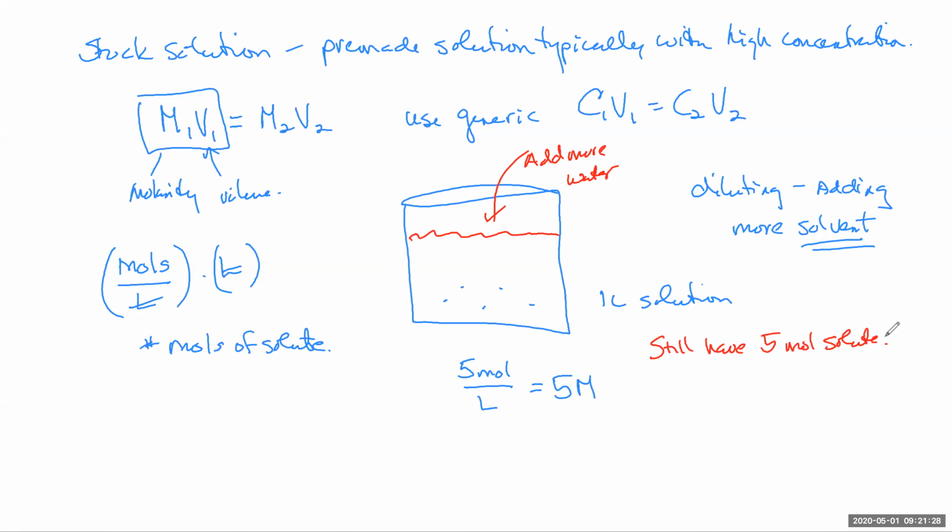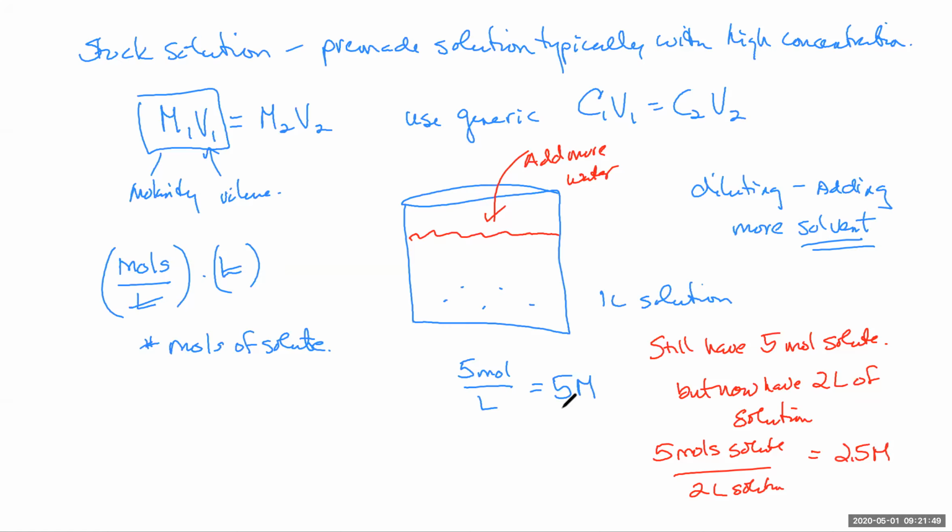But what if I added a second liter of water, so I now have 2 liters of solution? My molarity is not going to be 5 anymore. I still have 5 moles of solute, but I now have 2 liters of solution. My molarity has now been diluted from 5 to 2.5 by adding more solvent. So if you take molarity times volume, you'll always get the number of moles of solute. And if you're just adding more solvent, you never really change the number of moles of solute, but you will change the concentration.